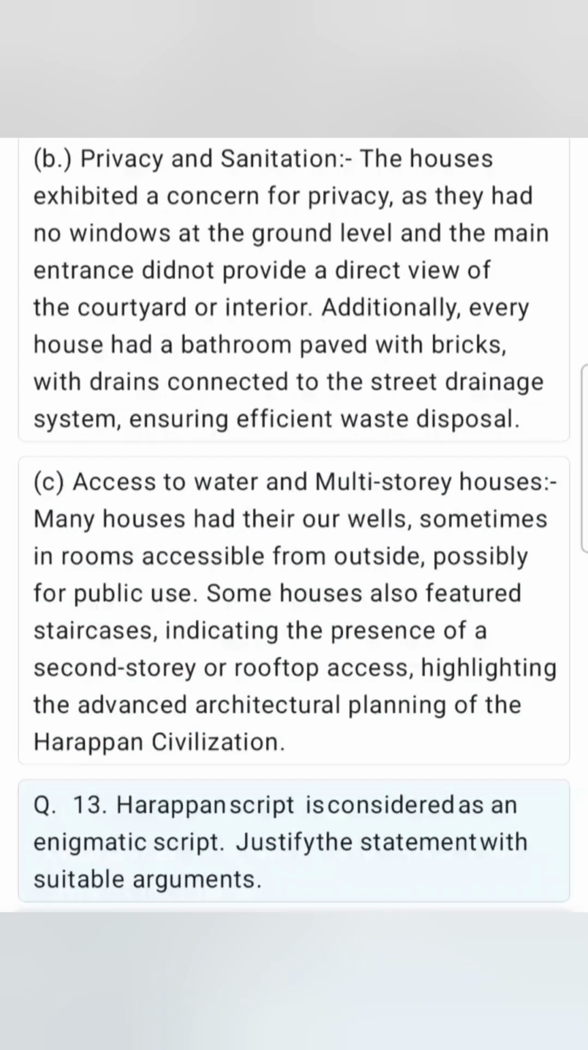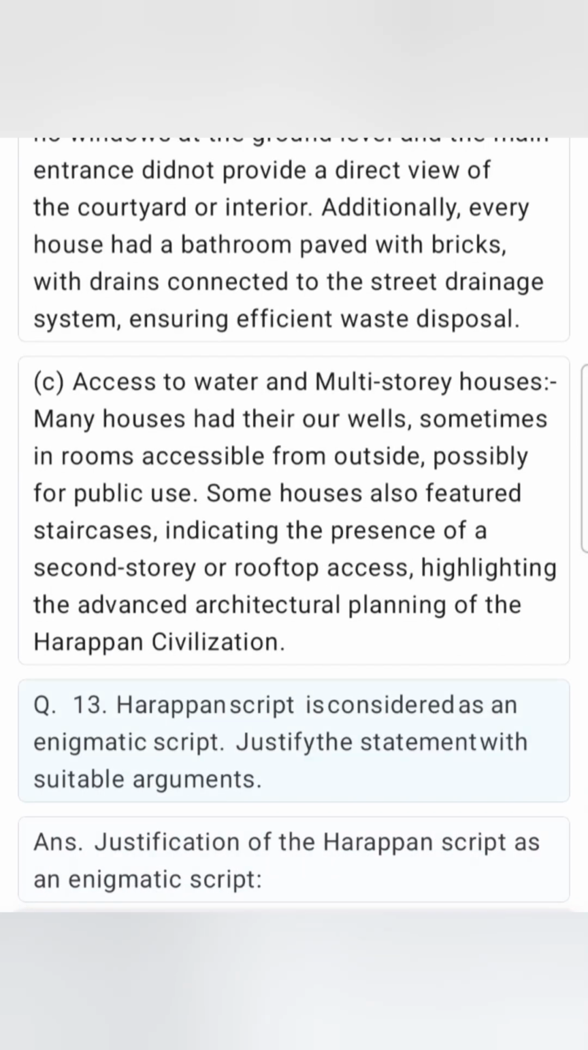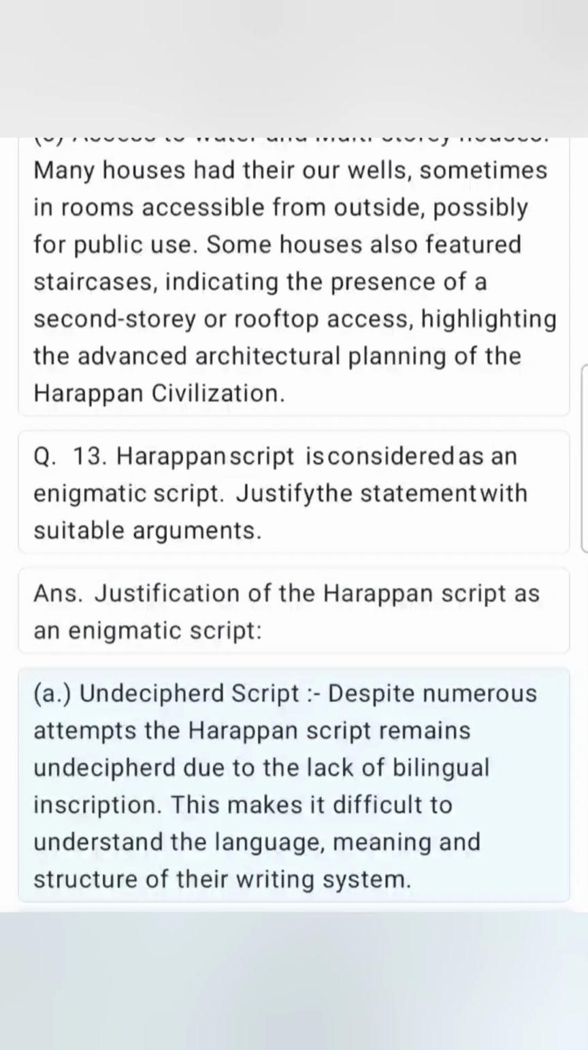Q. 13. The Harappan script is considered an enigmatic script. Justify the statement with suitable arguments. Ans. Justification of the Harappan script as an enigmatic script. A. Undeciphered script. Despite numerous attempts, the Harappan script remains undeciphered due to the lack of bilingual inscriptions. This makes it difficult to understand the language, meaning and structure of their writing system.